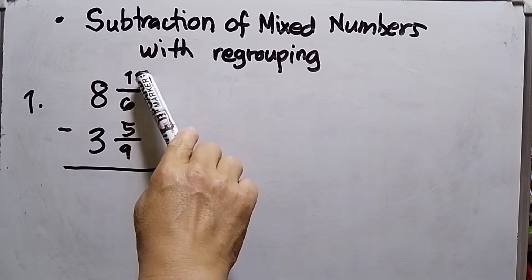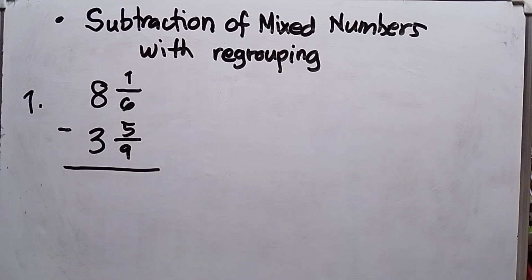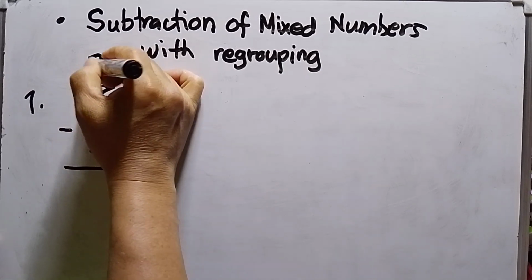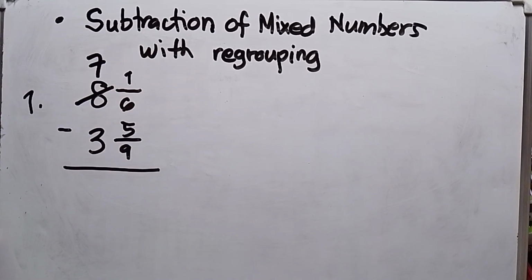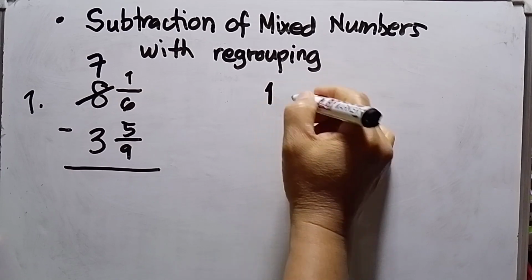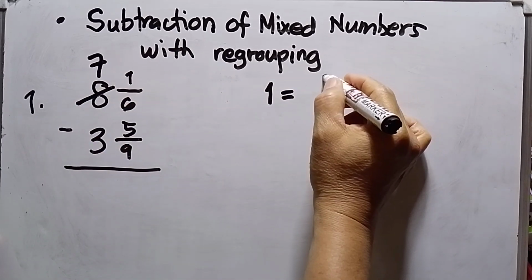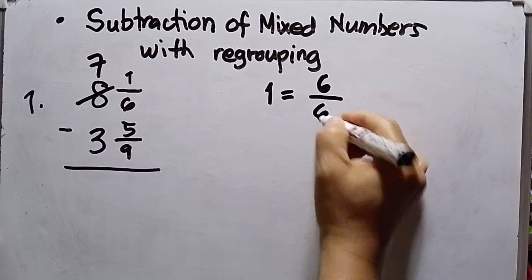So take note, 1 cannot be subtracted by 5. So we need to regroup. In regrouping, we need to borrow from 8. Borrow this 1. So my new whole number is 7. And then take note, the 1 that I borrowed from 8 will be in the form of a fraction. So this will be 6/6.